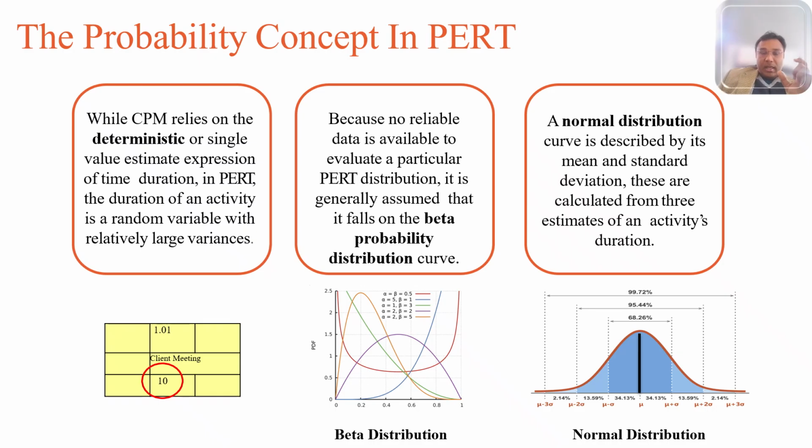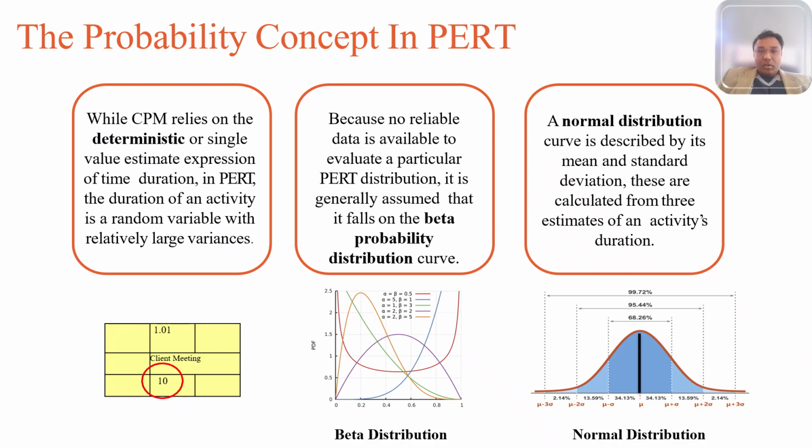So to simplify the calculation, we then approximate using the normal distribution for the overall project duration. That's the main thing about PERT. So both beta and normal distributions play key roles in how PERT models uncertainty of activity. This is the major concept, the probability concept used in PERT.